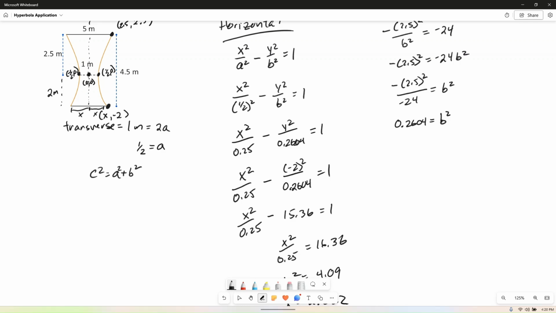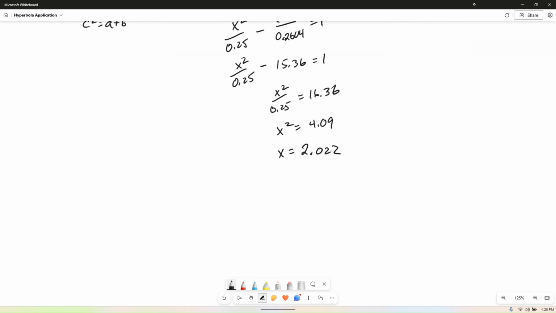And remember, that x value is from the center to the right. It's also from the center to the left of that bottom side. So if I double that value, I will get 4.045 meters. So that's roughly how long the bottom edge of that nozzle needs to be.